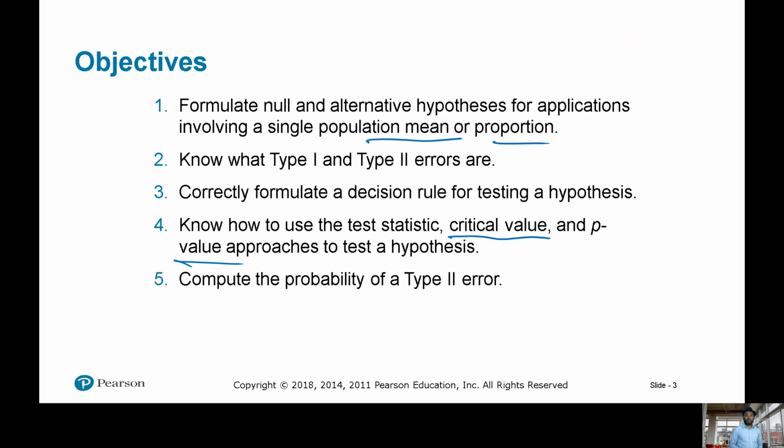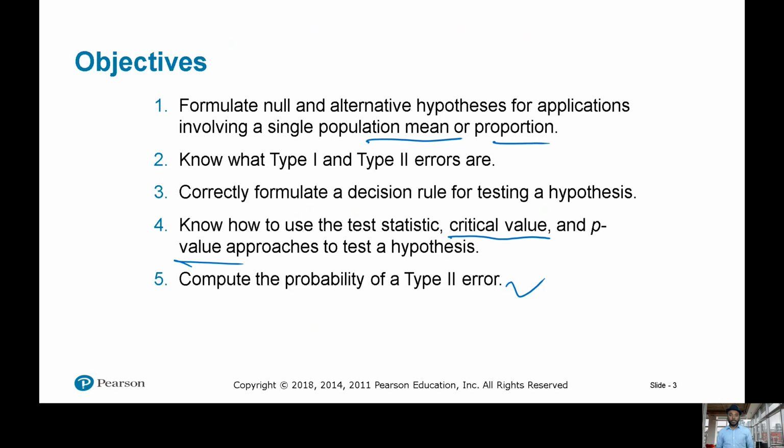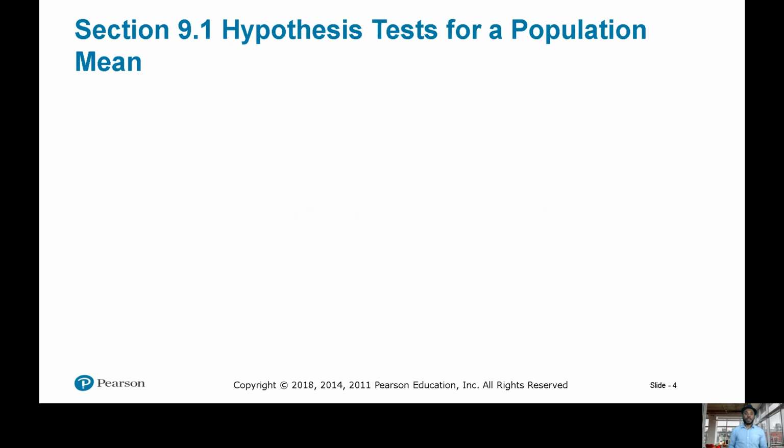And we'll look at how to compute the probability of a type 2 error. For this class, we're going to skip this step. We'll just talk about the different types of errors, type 1 and type 2. All right.